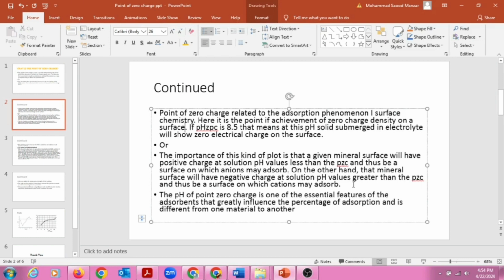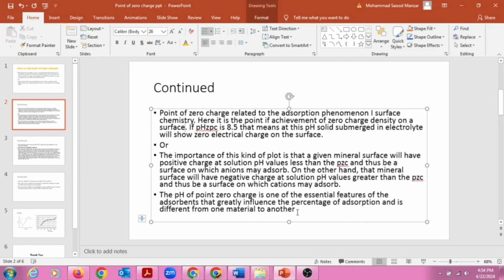On the other hand, the mineral surface will have negative charge at solution pH values greater than the point of zero charge, and thus be a surface on which cations, or you can say cationic pollutants, may adsorb, or be removed at that specific point.